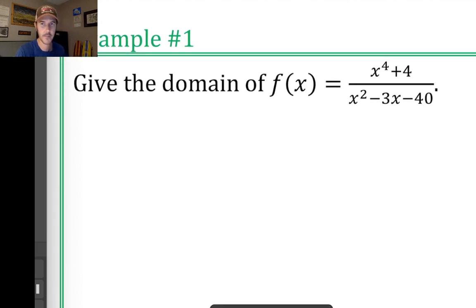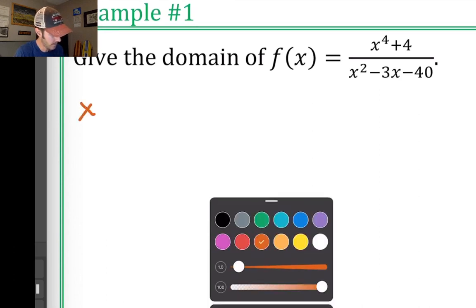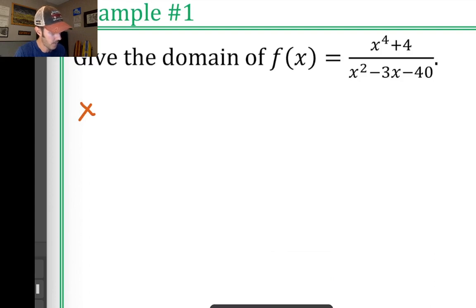Promises, promises, huh? Alright, let's get the domain of this thing. Our initial statement, our observation, is that x squared minus 3x minus 40 is not allowed to equal 0. We don't want our denominator to equal 0.